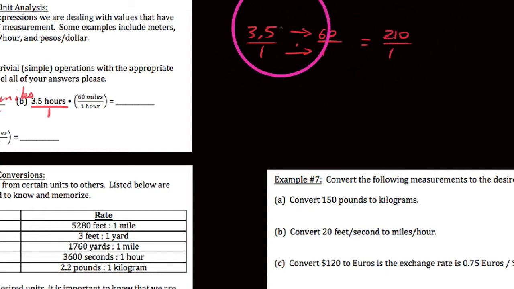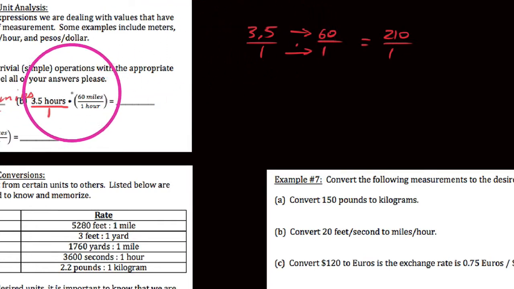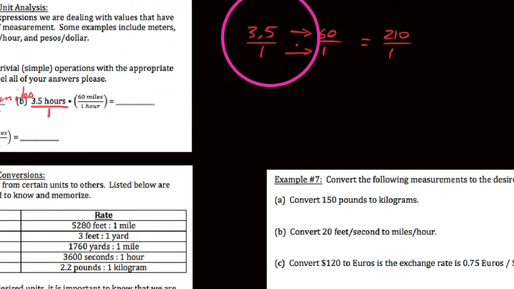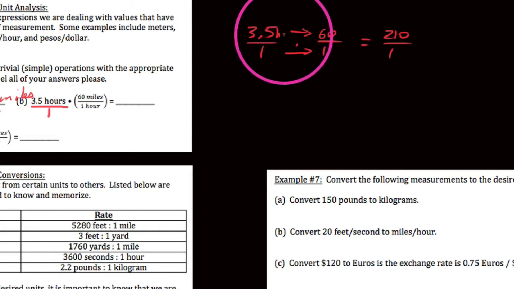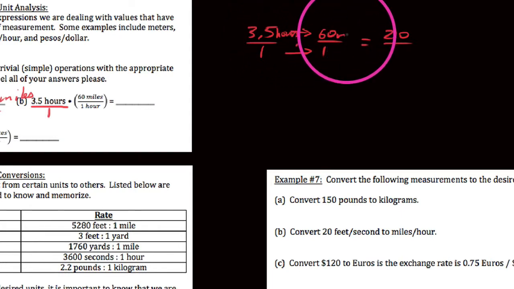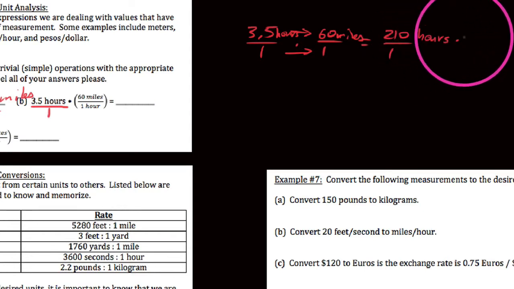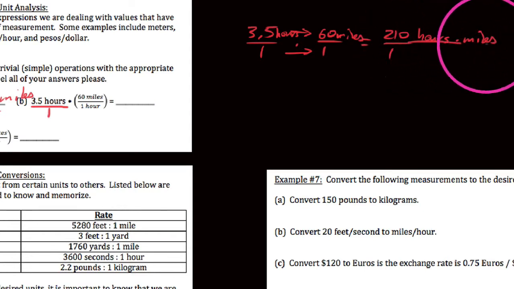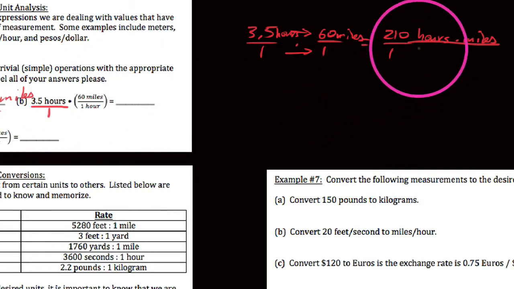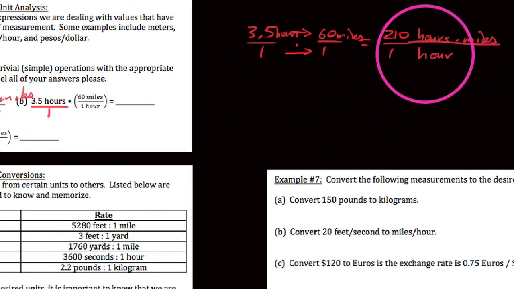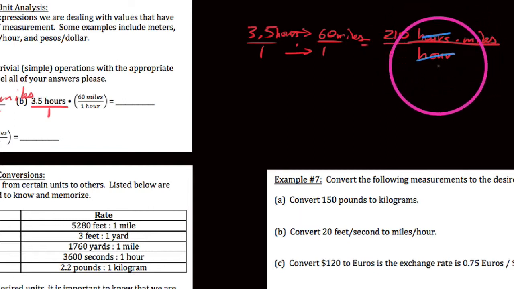But the other important thing to remember here is this: we're multiplying units. So on the top, I would have gotten hours times miles. And this seems really awkward, but I get hours miles on top. Okay, so hours miles, 210 hours miles over 1, and on the bottom I noticed I took 1 times 1 hour, so I got an hour. And the interesting thing about this is that our hours, see, they cancel out.